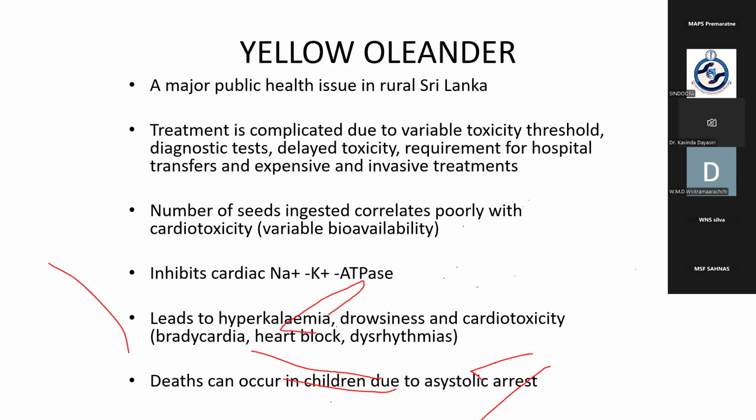Yellow oleander or Kaneru, again, a major public health issue in our country. Even now, it's a major health issue. If you go to Batiklu, if you go to Anuradhapura, you see a lot of adults presenting with oleander. But also there are children who are presenting. I did a study about 10-12 years ago in Anuradhapura. There were many interesting stories where children presented with ingestion of Kaneru.